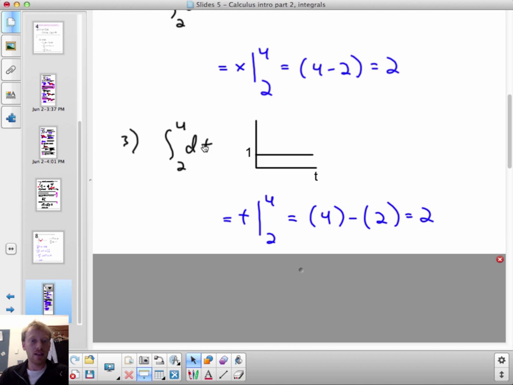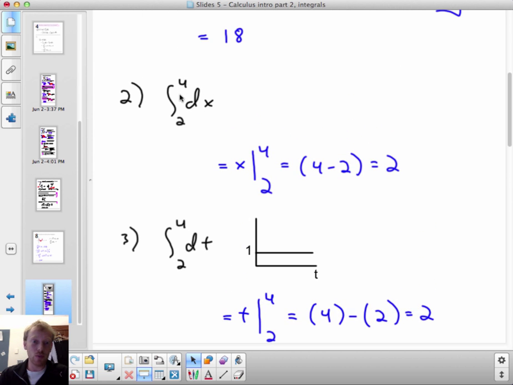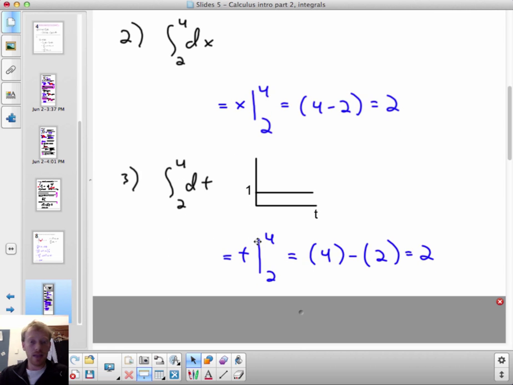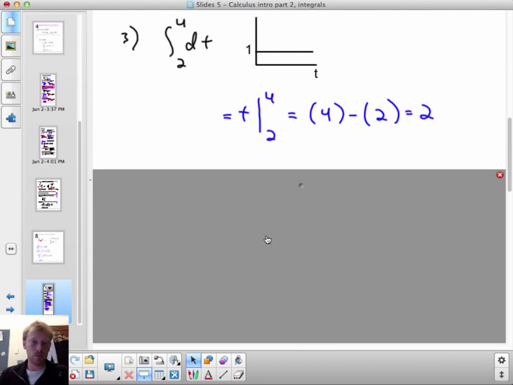can confirm that. Okay, the function of t that has a derivative of 1 is t, just like the function of x that had a derivative of 1 was x. And t evaluated between 2 and 4 is 4 minus 2, that's 2. Great.